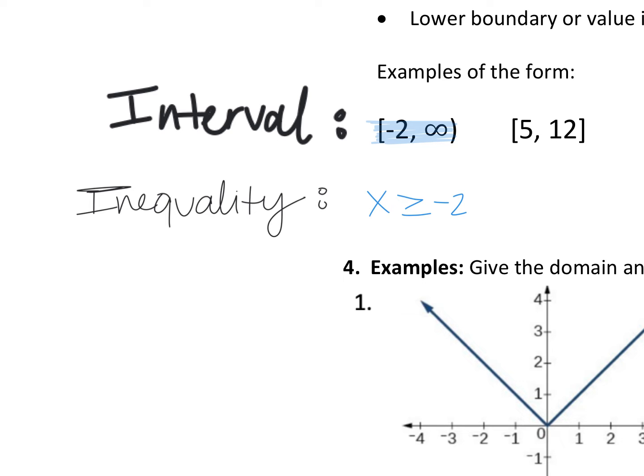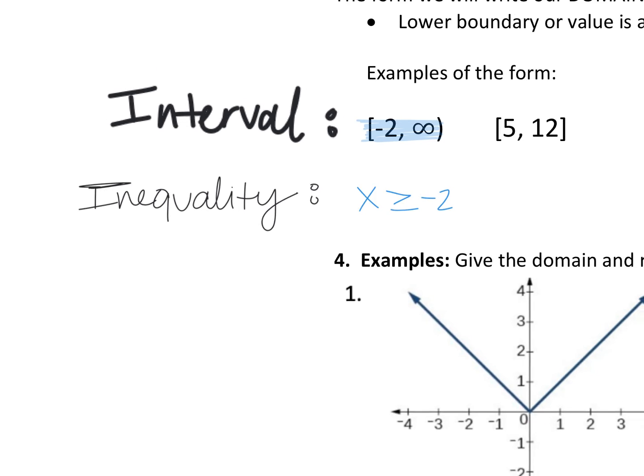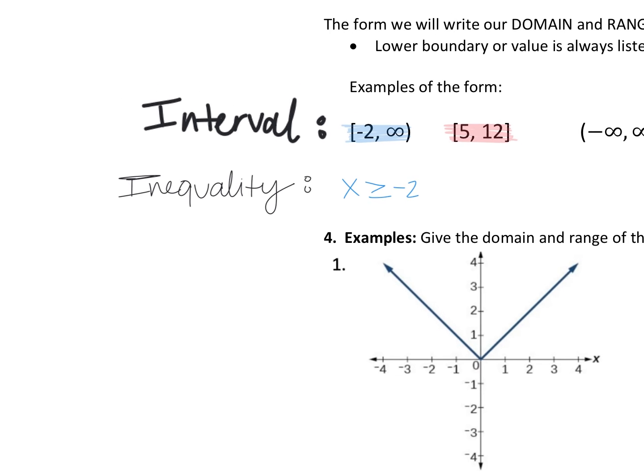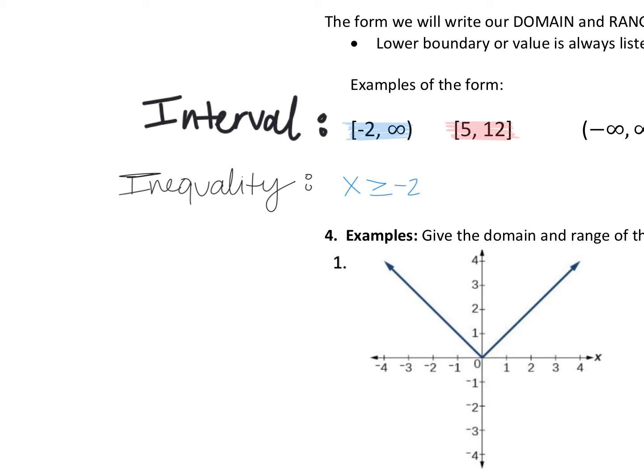It'll make more sense, I think, when we do it on a graph. And then if this one is the range, to write it as an inequality, it's saying the range goes from 5 to 12. Then I would say, and you see brackets there, so it's 5 less than or equal to y less than or equal to 12. So there's 2 different forms that you'll see it in today.